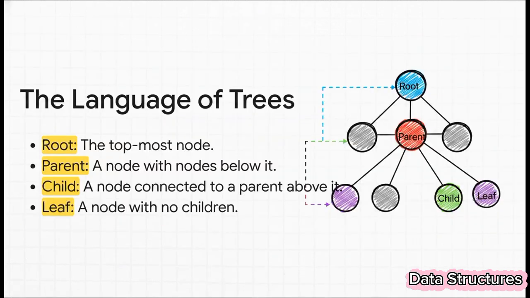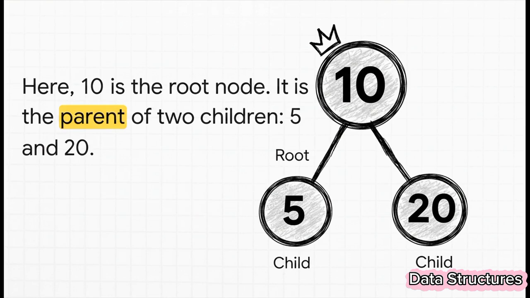Now, trees have their own language, but it's really intuitive because it borrows from that family tree idea. The single starting point at the very top is called the root. Any item that has other items branching off below it is a parent, and those items are its children. And finally, an item at the very end of a branch, one with no children of its own, is called a leaf.